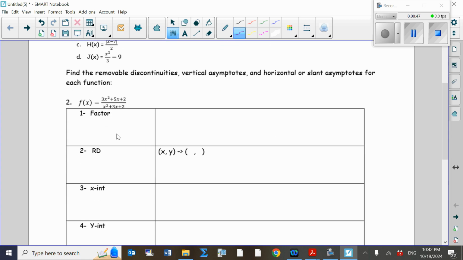The next question is asking us to find the features of this rational function. So the first step is always factoring. You need to factor this function first. Look at the top of the function. There's a trinomial here, 3 terms. Always, if you have a trinomial, you're going to use the big X method: two numbers that add up to the b value, which is 5, and multiply to a times c. 3 times 2 is 6. Those two numbers are 2 and 3.